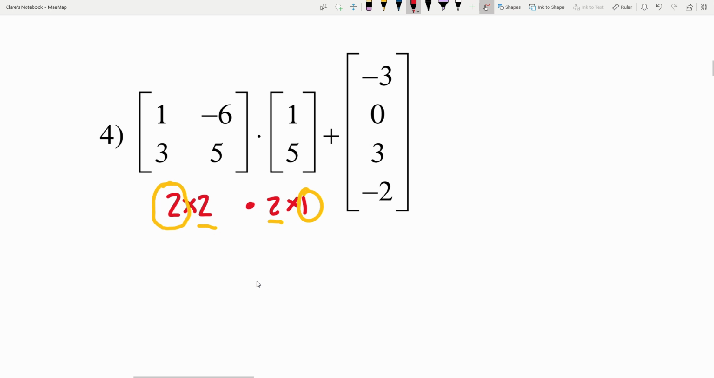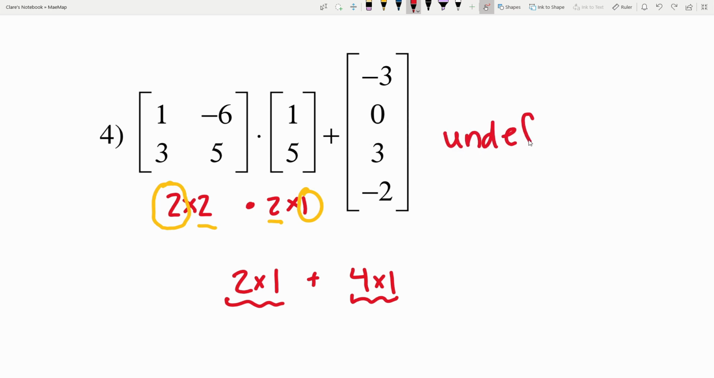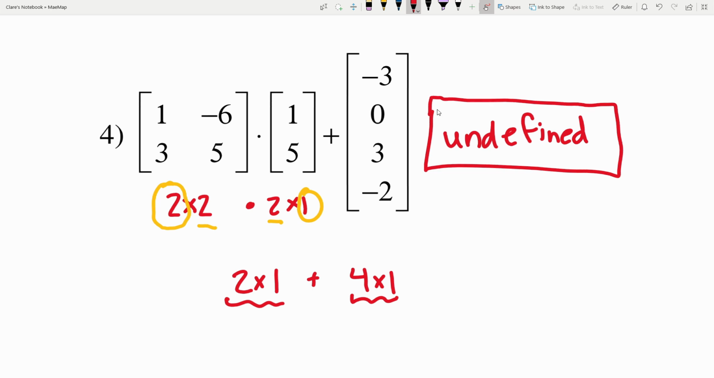So now, after I multiply, I'm going to have a 2 by 1, and I need to add that to a 4 by 1. So right away, there should be a red flag going up, because in order to add matrices together, they need to be the same size, and a 2 by 1 is not the same size as a 4 by 1. So without really doing much work, we know the answer for number 4. It's undefined. Because we cannot successfully execute all the operations, we cannot do this problem out. Therefore, we say undefined and move on.